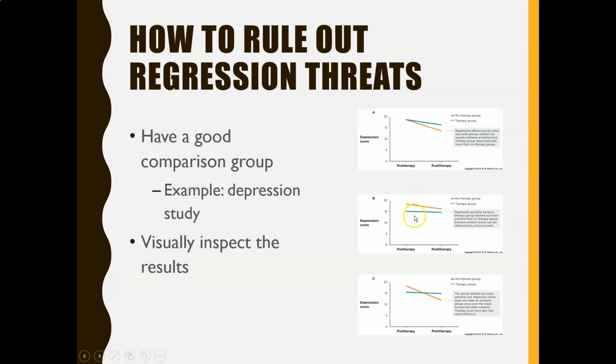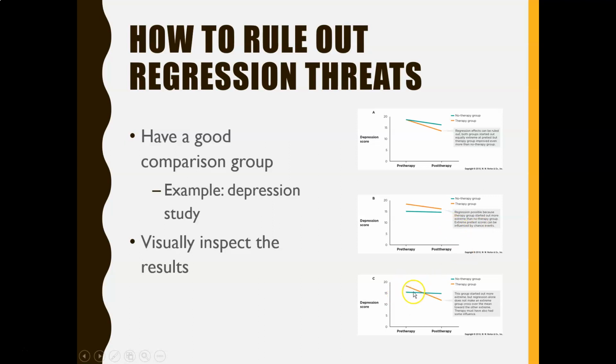So here, our groups are already different from each other from the get-go. And usually when you see two groups that are different from each other at the start, that makes me a little bit nervous, personally, because they're already different to begin with. So because they're different, we can't tell if the differences between groups post-test are because of the treatment or because they were different to begin with. But here, you can see that our no therapy group doesn't really change, but our therapy group does. Now, regression could be possible here because our therapy group was already more extreme than our no therapy group. So extreme pretest scores can be influenced by chance events.